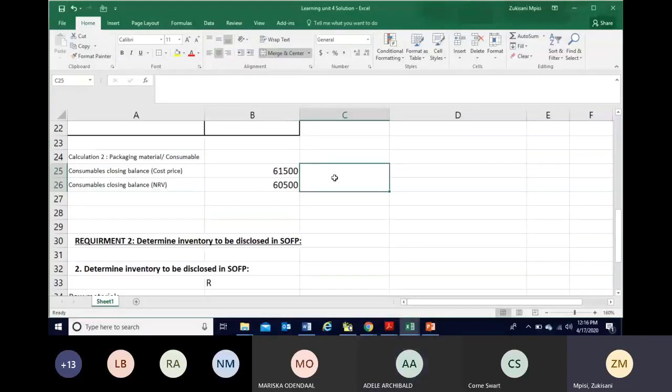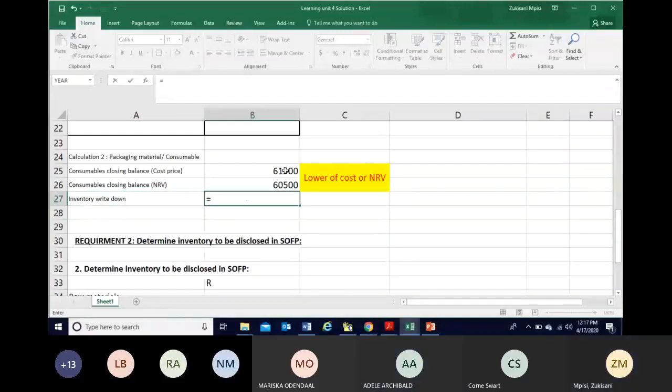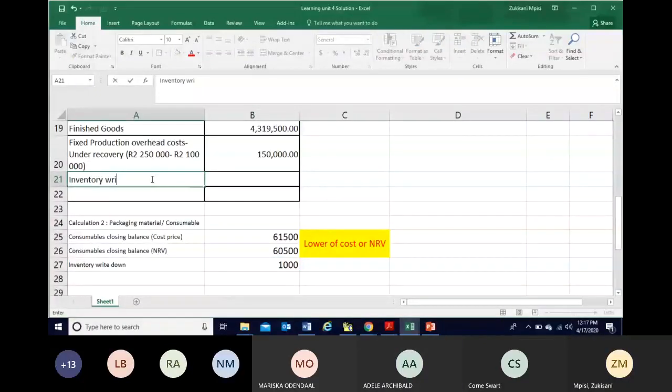It says inventory is measured at lower of cost or net realizable value. This is what the principle says. Inventory is measured at lower of cost or net realizable value. In this instance, your consumables would be measured at the lower of, which is your net realizable value, 60,500, which means that you have to have an inventory write down in this instance of 61,500 minus 60,500, which is your 1,000, which means that you've got inventory written down from consumables.